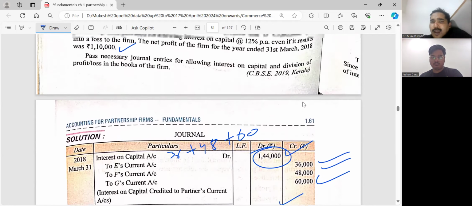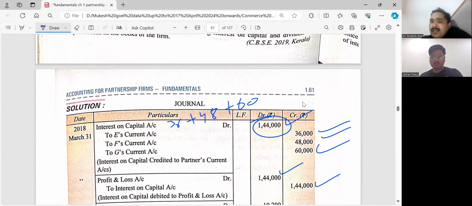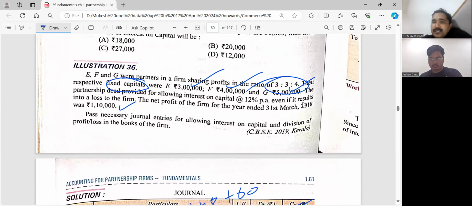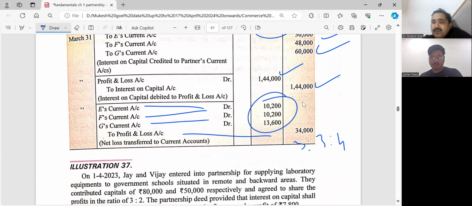Now, our profit is 1,10,000 and interest is 1,44,000. It means 34,000 is our loss, because on the debit side we will transfer 1,44,000 and on the credit side profit 1,10,000. Then our loss will be 34,000. It will be divided among the partners 3:3:4. Then E's current account, F's current account, G's current account, to profit and loss account.